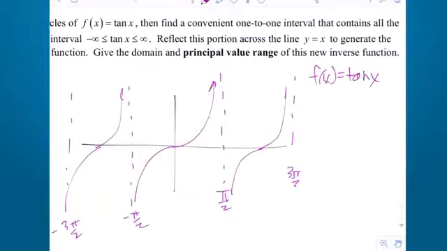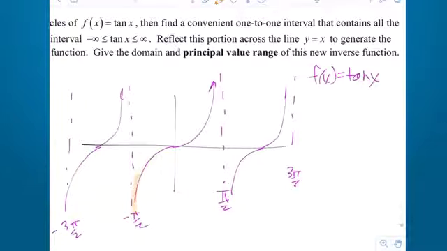We want to restrict the domain of tangent to a convenient 1-to-1 interval that has all the values of tangent, which are from negative infinity to infinity. Pi halves to 3 pi halves? 7 pi halves to 9 pi halves would work. Not very convenient.